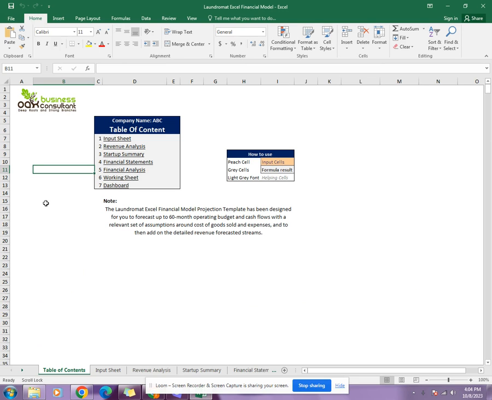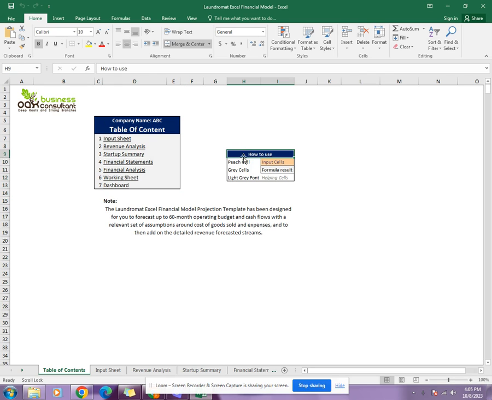Today we have brought you another financial model. This one is the Laundromat Excel Financial Model. It is based on a forecast of up to 60 months, on a monthly basis as well as a yearly basis. As you can see over here, this Excel file includes these sheets.